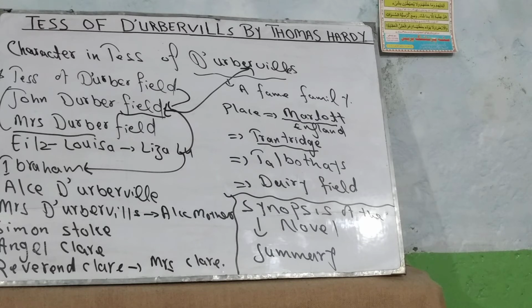circumstances went against her and he violated her chastity. Unable to unravel the mystery of Alec, she returned to Marlott. Tess returned to Marlott with tears and told her story to her mother.